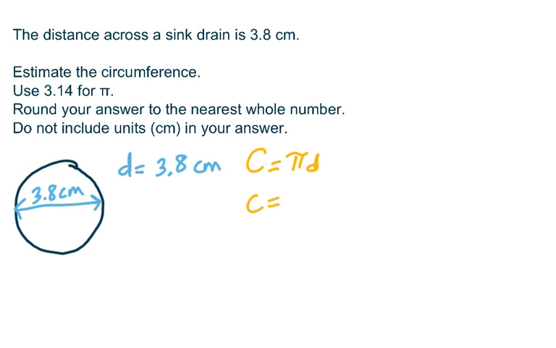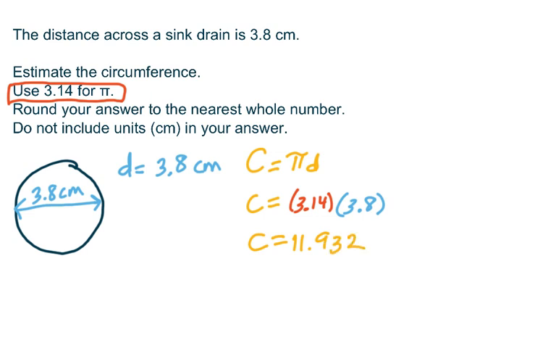Now I'm going to substitute into the formula, now that I've decided what I'm going to use. I'm told here that I need to use 3.14 for pi. So I'll substitute that here. And then I'm going to multiply by the 3.8, which is the measurement of the diameter as we just calculated. This gives me a total of 11.932.